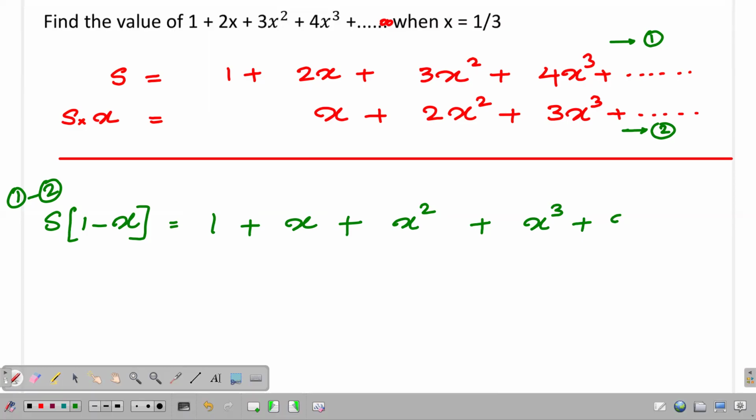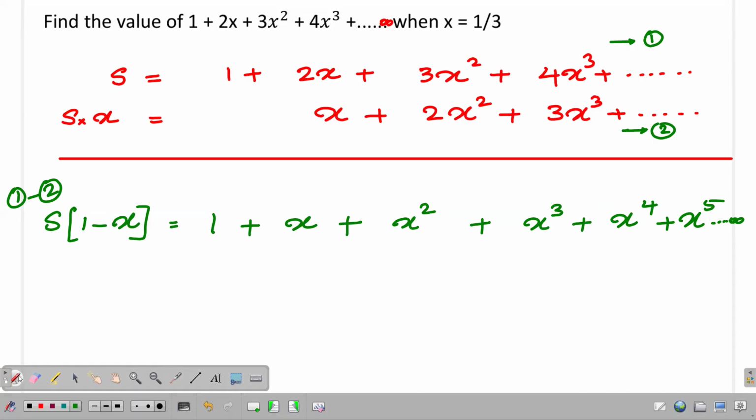Can I see the pattern here? This will become x power 4. This will become x power 5. And it proceeds up to infinity because they have told you the sequence goes up to infinity. Got it? So s times 1 minus x is equal to 1 plus x square plus x cube plus and so on. So that helps me to understand this is basically pointing to sum to infinity.